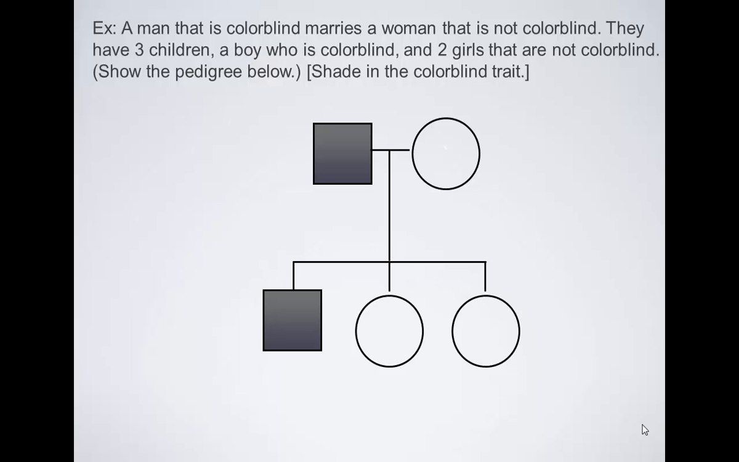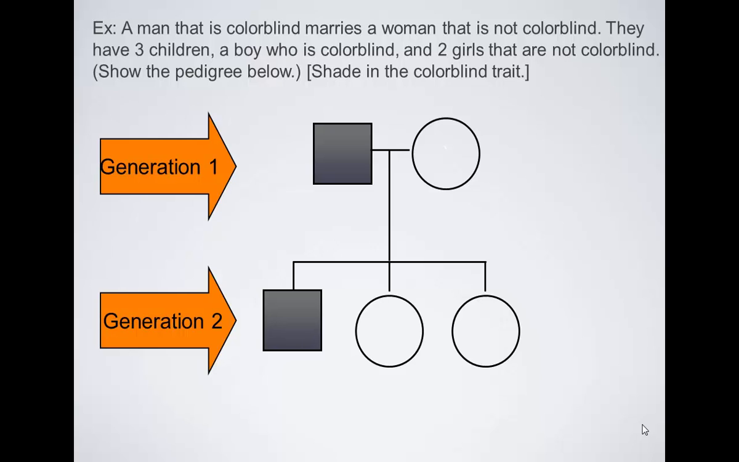And that's our pedigree. It shows the parents, shows the offspring, shows who's colorblind and who's not. This is a two-generation pedigree, pretty simple. They can get much more complex and go many generations, but most of ours are going to be fairly simple.